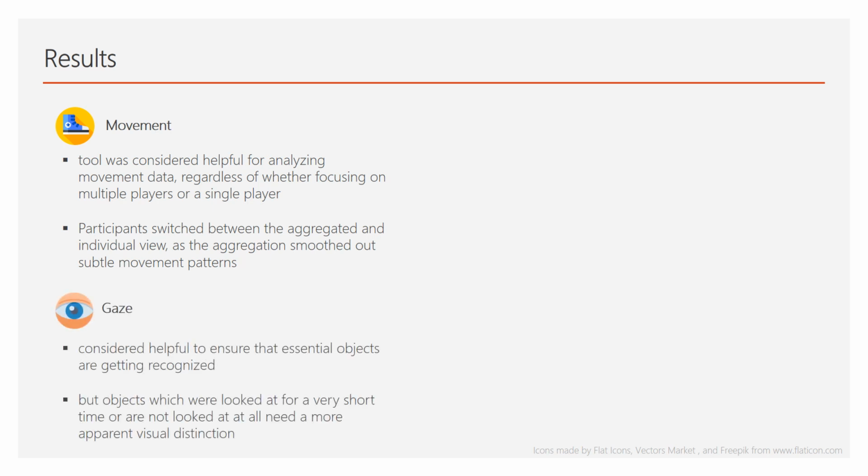In terms of gaze, experts consider it helpful to see that essential objects are getting recognized by the players. However, they also found it difficult to distinguish between objects which are looked at for a very short time or not looked at all. Here, a more distinctive visual representation would hence be needed.